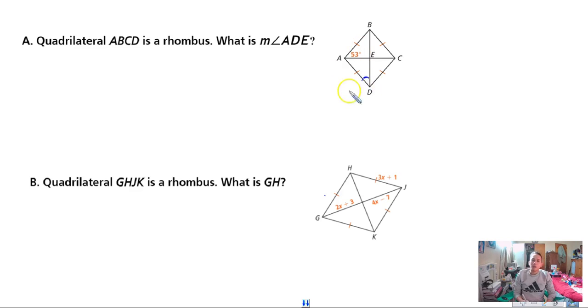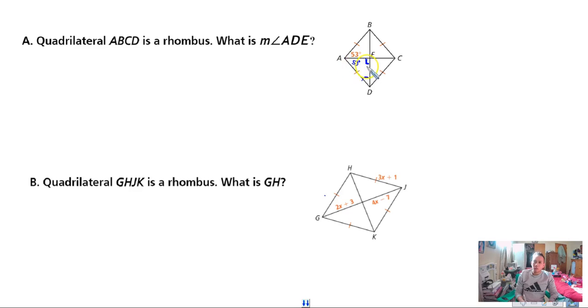Okay, so AC bisects BD, or AC bisects your angle BAD. Therefore, this one is also 53 because of the angle bisector. So we have AC perpendicular to BD. So AED, this one, is a 90-degree angle, because they bisect, so they form a 90-degree angle.